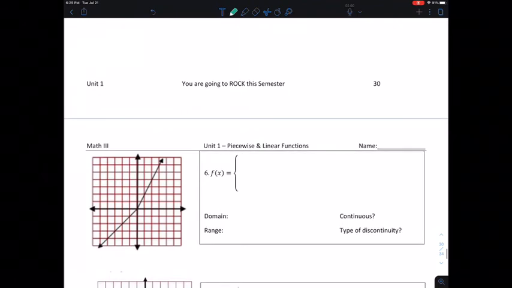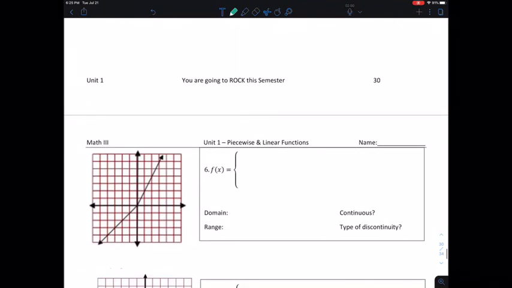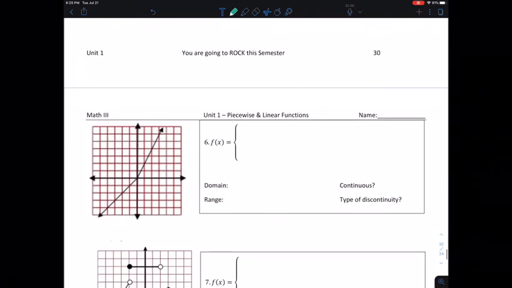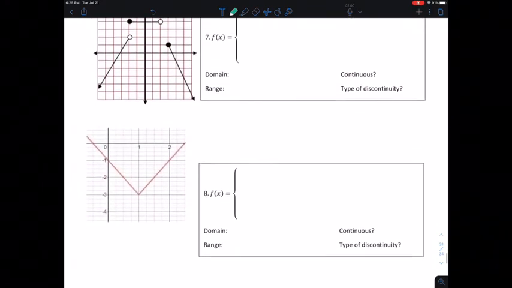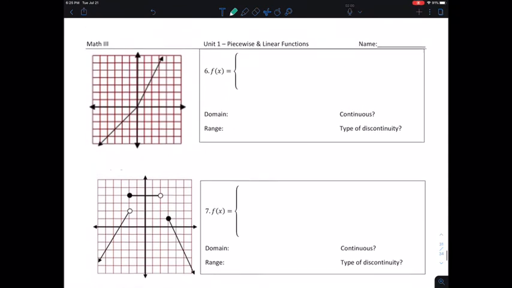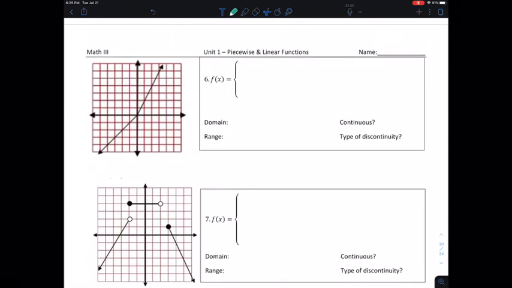Okay, what I would like for you to do is pause the video, and then do problems 6, 7, and 8. So pause the video, do problems 6, 7, and 8, and then we'll come back and talk about it.